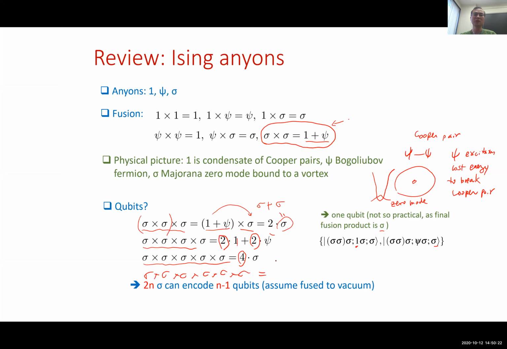So for this, you would just consider the fusing already is 4 sigma, and then you fuse another one. So that just is 4 times identity plus 4 times fermion. And you might prefer to use this one as the 2-qubit encoding. But you can play with this with more sigma-anyon, and the upshot is that you need to use 2n sigma to encode n-1 qubit, if you use this identity as the final fusion product. Okay.